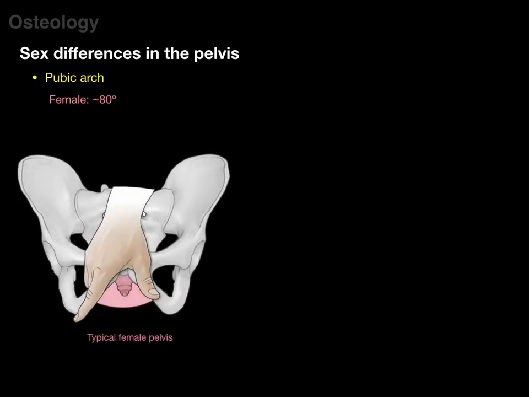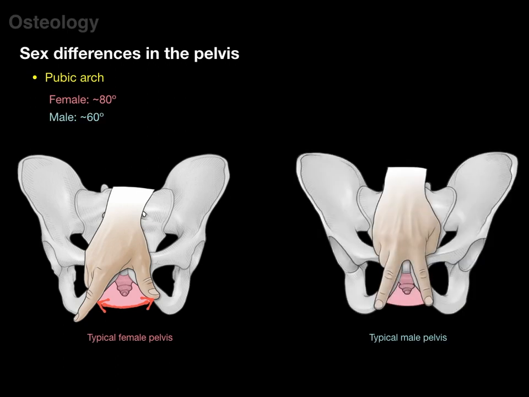Next is the pubic arch. In females, it's approximately 80 degrees. So in this anterior view, there it is, 80 degrees. And a way to estimate it is if you use your index and thumb, that's the angle of the pubic arch in a female. In males, it's about 60 degrees. So here it is in male, about 60 degrees, it's less. And a way to approximate that is it's the angle between your index and middle finger.